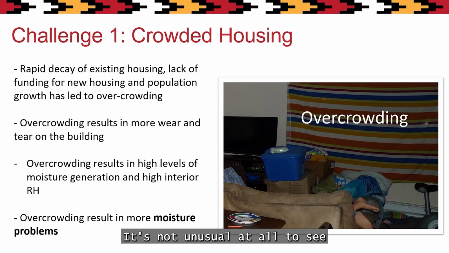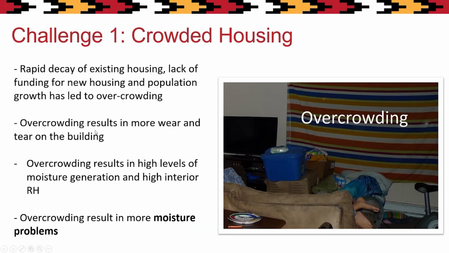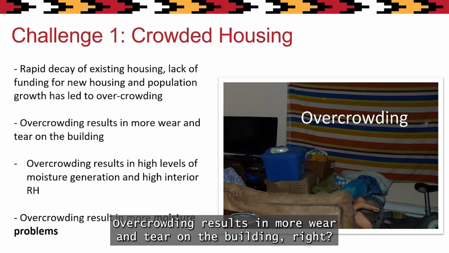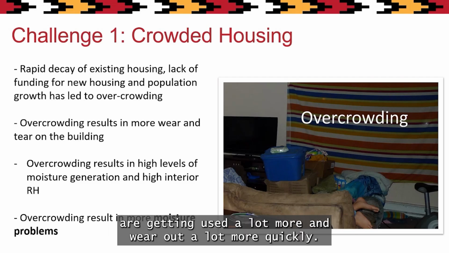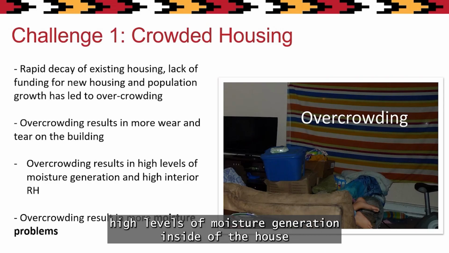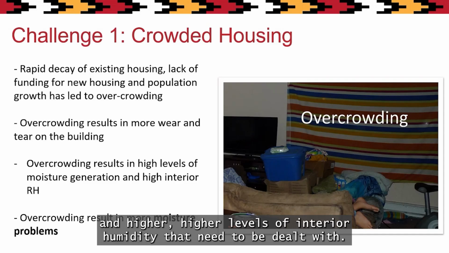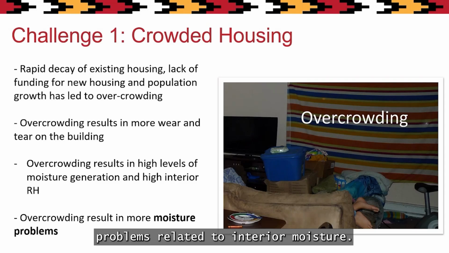It's not unusual at all to see 8 or 10 people living in a 2 or 3 bedroom home. Overcrowding results in more wear and tear on the building, right? Even things like doorknobs and faucets are getting used a lot more and wear out a lot more quickly. Overcrowding also results in high levels of moisture generation inside of the house and higher levels of interior humidity that need to be dealt with. Generally speaking, overcrowding just results in more moisture problems related to interior moisture.